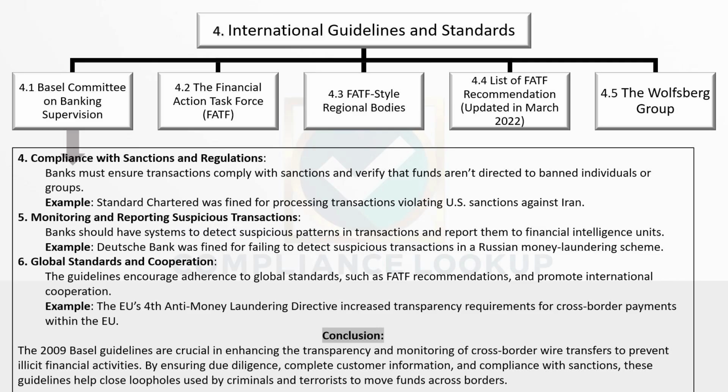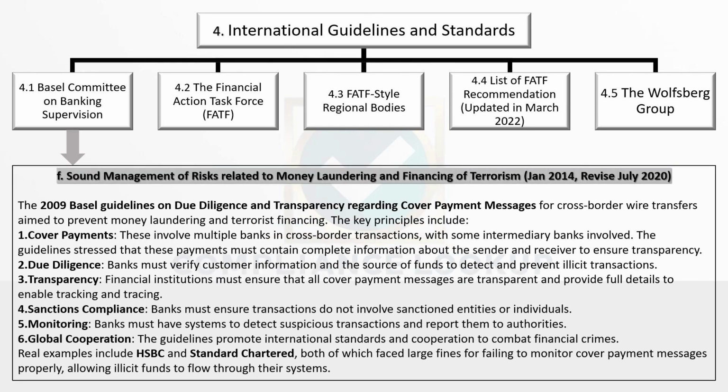Real life cases like HSBC's failure to monitor money laundering activities and Standard Chartered's violation of US sanctions highlight the importance of these guidelines in preventing financial crimes. Through improved transparency, monitoring, and cooperation, these guidelines aim to close loopholes and ensure that the global financial system remains secure and transparent.